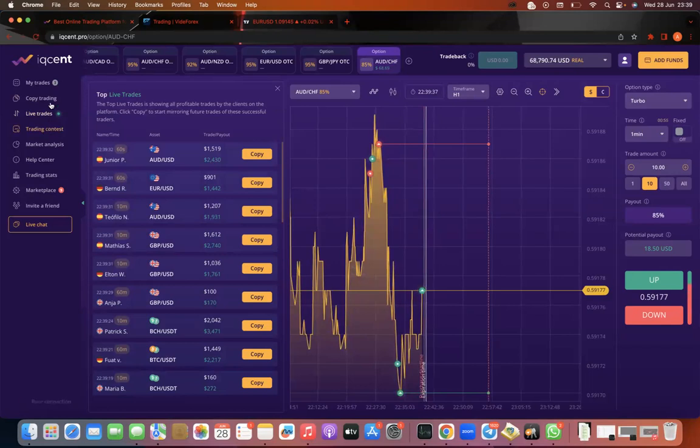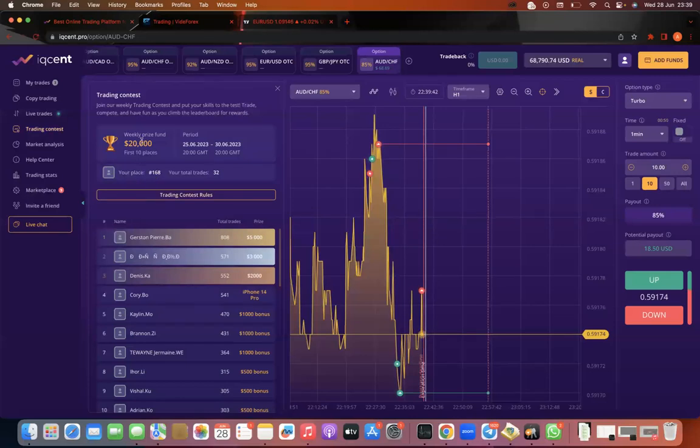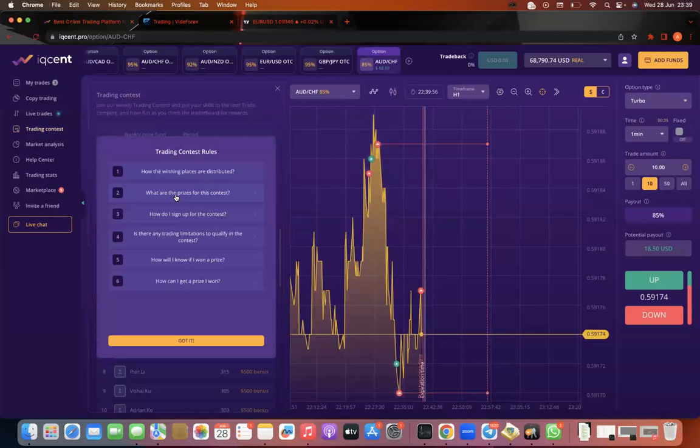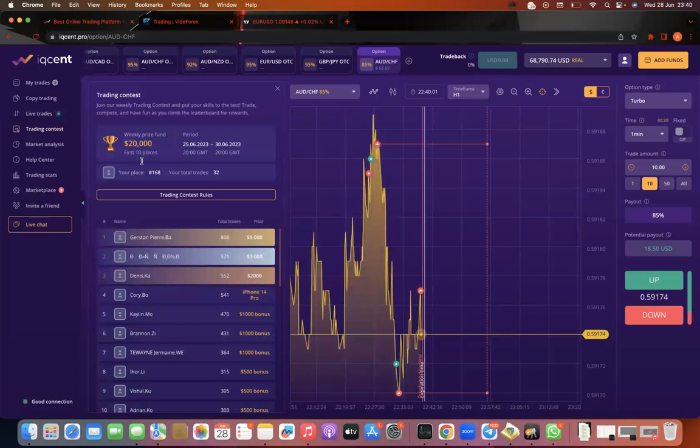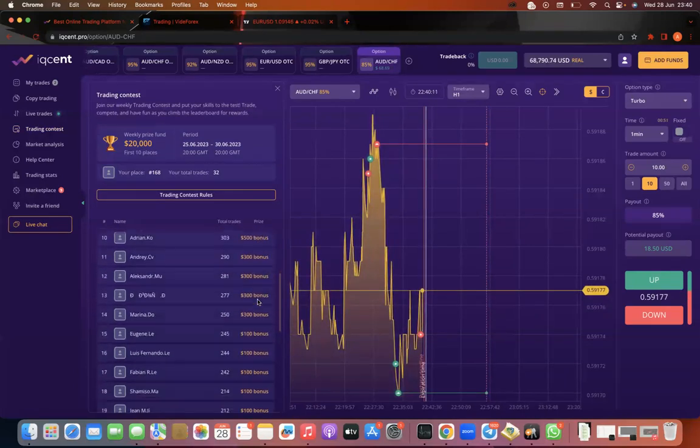All right. Under live trade, if I click on Trading Contest, this is a contest you can enter if you want additional challenges. You can see the rules of the contest and how long it's going to stay. My current rank is 168. If you want to read the contest rules, click on Trading Contest Rules, which will show you everything. If you want to contest for $20,000, this is how it's distributed: 5K for the first, 3K for the second, 2K for the third, an iPhone 14 Pro Max for the fourth, and so on.